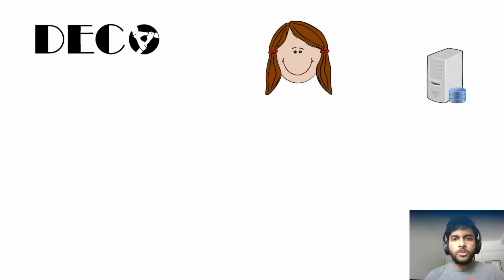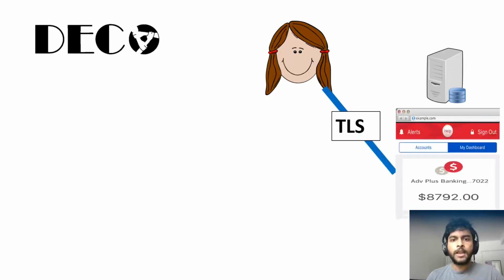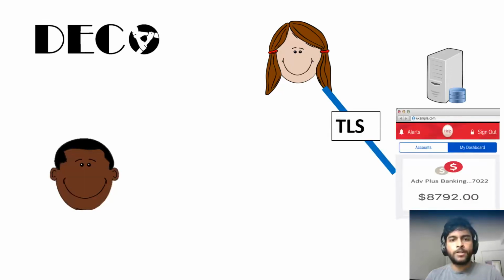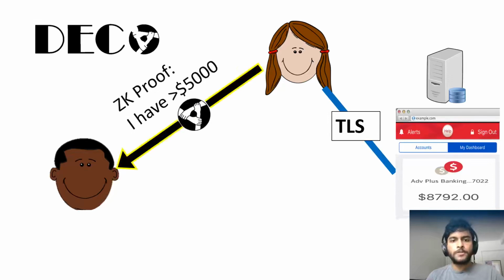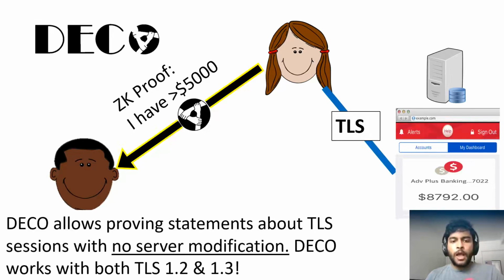What Deco aims to do is liberate web data so that it can be used in blockchain systems and elsewhere. Specifically, we want a user to be able to log into a website via TLS and then prove statements about this data to a verifier using zero knowledge proofs. In our banking example, this statement could be that Alice has at least $5,000 in her bank account. I want to again highlight that Deco works without modifying existing TLS servers, and Deco also supports both TLS versions 1.2 and 1.3.